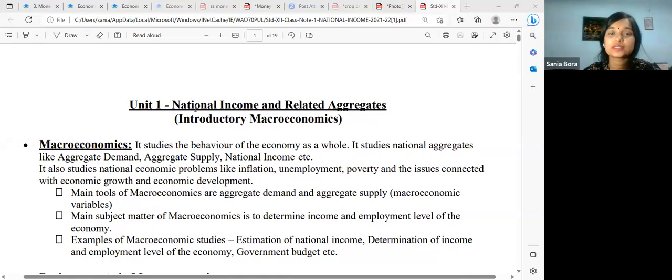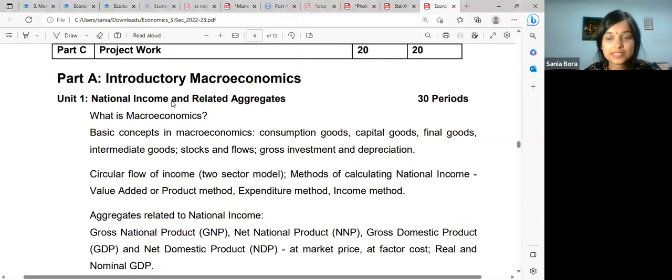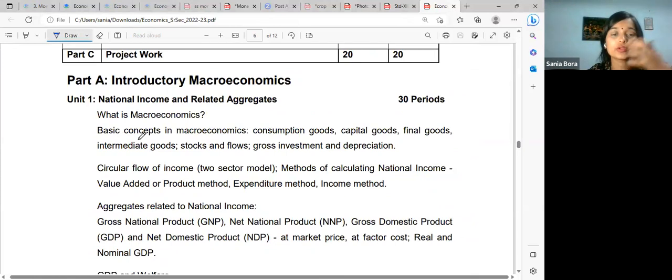So the name is national income and the related aggregates. Before that, I need to discuss the syllabus as well. I think today I won't be able to discuss only the syllabus. Let's see. So today let's just discuss the syllabus, what we are going to study in this. Basically, we are going to divide this entire unit into 3 or 4 chapters.